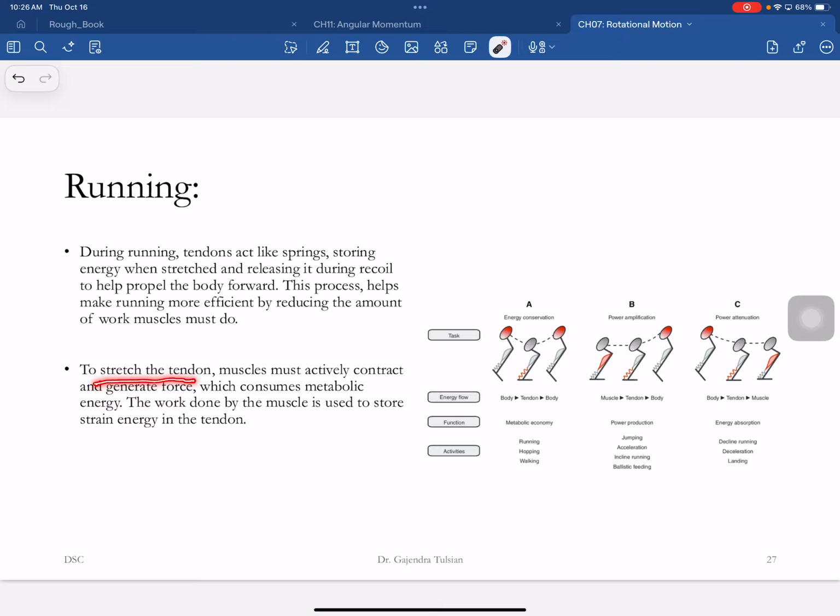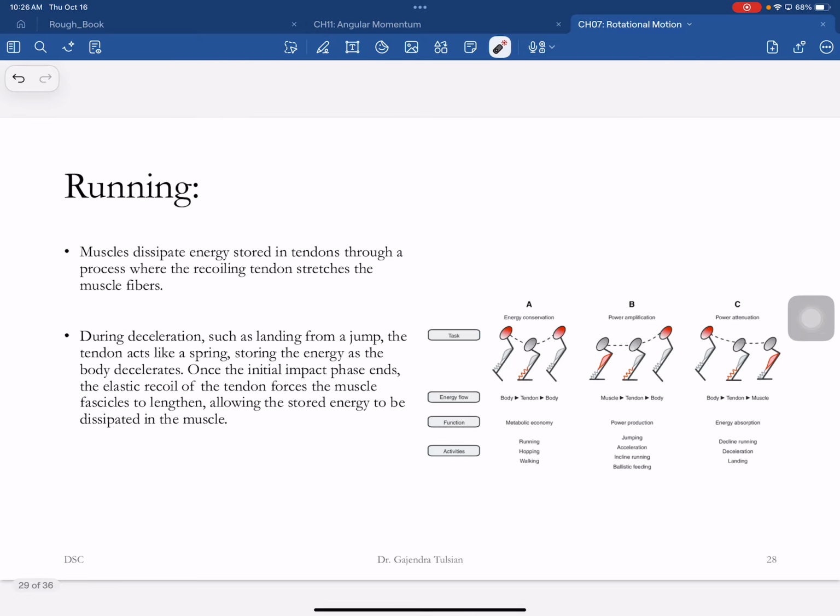To stretch tendon, muscle must actively contract and generate force. So, when you're stretching the tendon, the muscle contracted, it did work, it cost ATP, energy, to stretch the tendon. So, the work done by the muscle is stored in the tendons. Okay? To generate force, which consumes metabolic energy, you consume ATP. The work done by the muscle is stored as strain energy in the tendon, okay? So it's like when you stretch a rubber band, you've done work to stretch it, and all the energy you spent got stored in the stretched rubber band, okay?